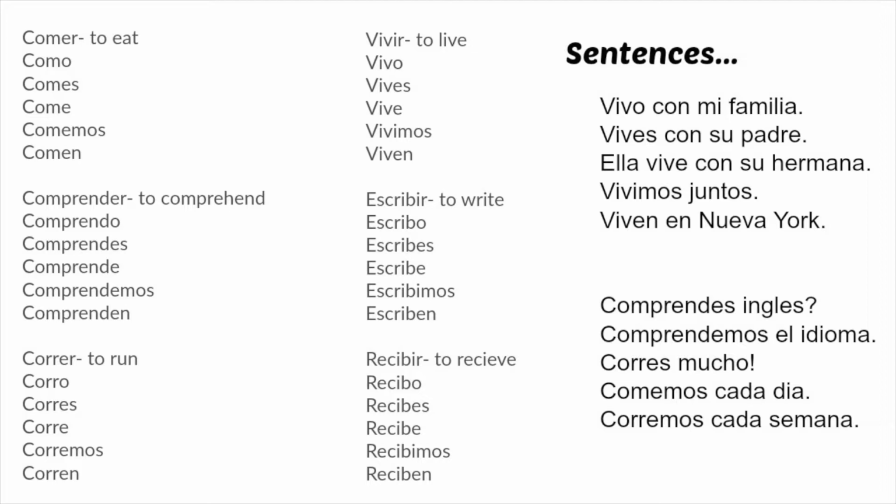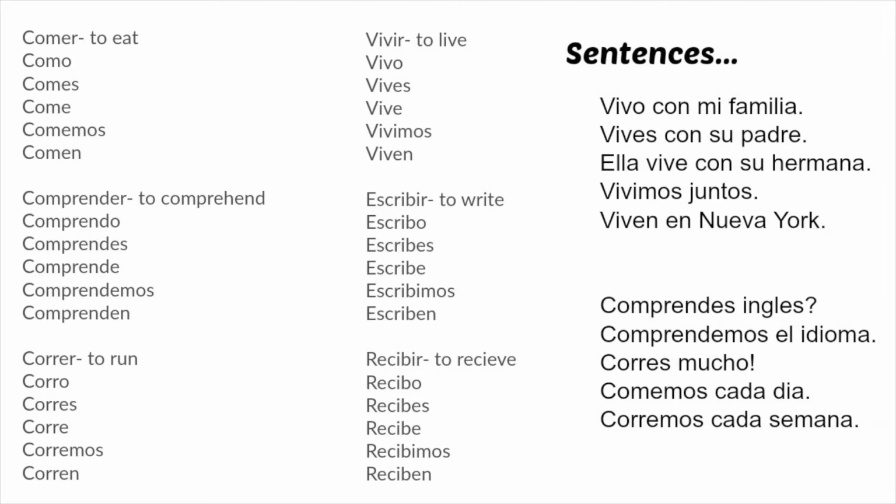Up under you see, ¿comprendes inglés? Do you comprehend English? Comprendemos el idioma. We comprehend the language. Corres mucho. You run a lot. Comemos cada día. We eat every day. Corremos cada semana.